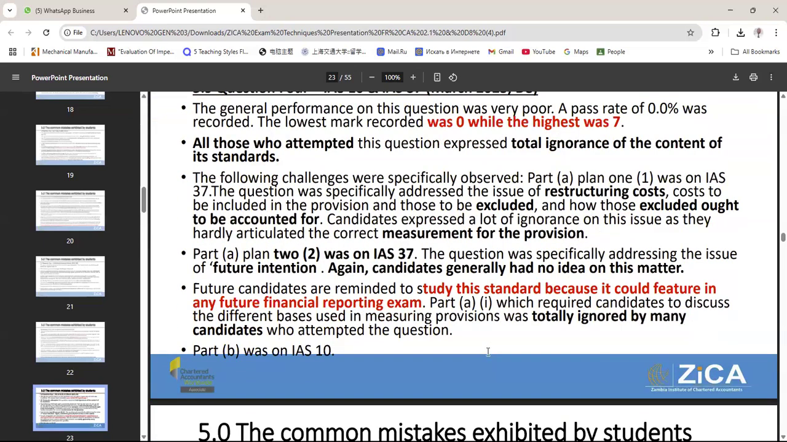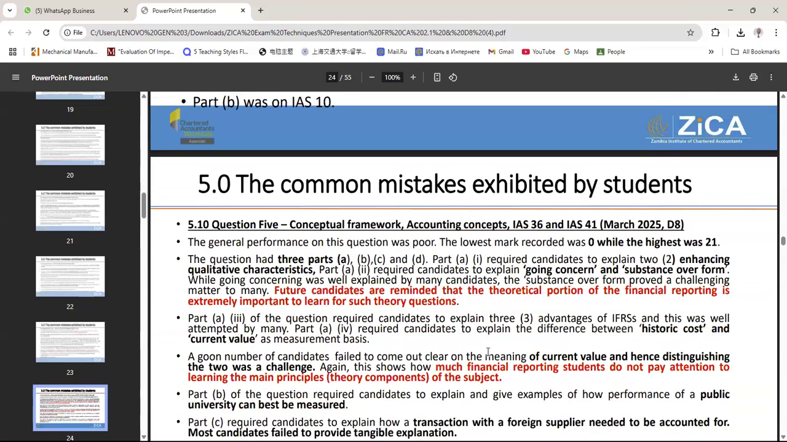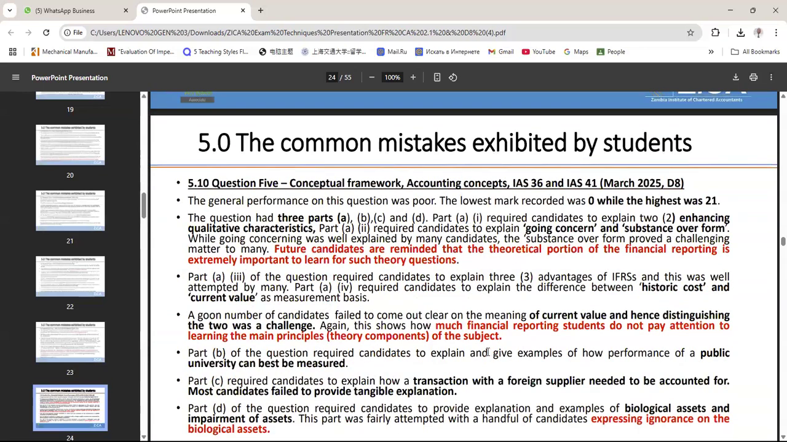Then there was also IAS 10. Conceptual framework, I indicated which one would be tested, 2018. Then you wonder how someone can get 0, because conceptual framework is highly examined. Also, they tested on accounting principles or concepts. These you learn in financial accounting. Going concern is simply an assumption that a company will continue operating in the foreseeable future. Substance over form concept: when you're accounting for a transaction, the substance must prevail over the legal form. So this is very, very important.